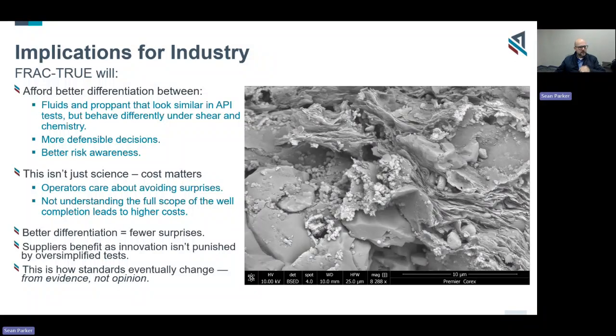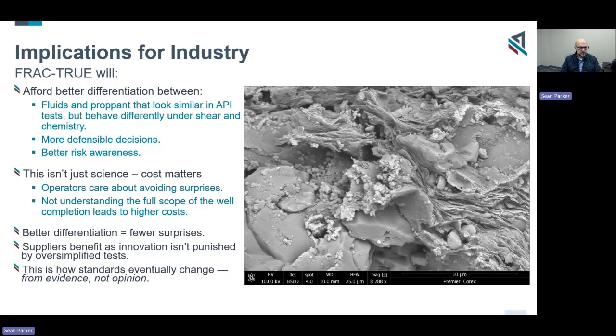So for the industry itself, this is going to give a better differentiation between what looks good on these API tests, these baselines, but behave considerably different under shear and its associated chemistry. We will be able to get more defensible decisions in our completion designs and better risk awareness. And I realize that cost matters, but ultimately operators do care about avoiding surprises. And if we're not understanding the full scope, if we're not understanding just the reservoir, but the completion design itself, that's ultimately going to lead to higher costs. You simply can't get around that. And this differentiation will give you fewer surprises.